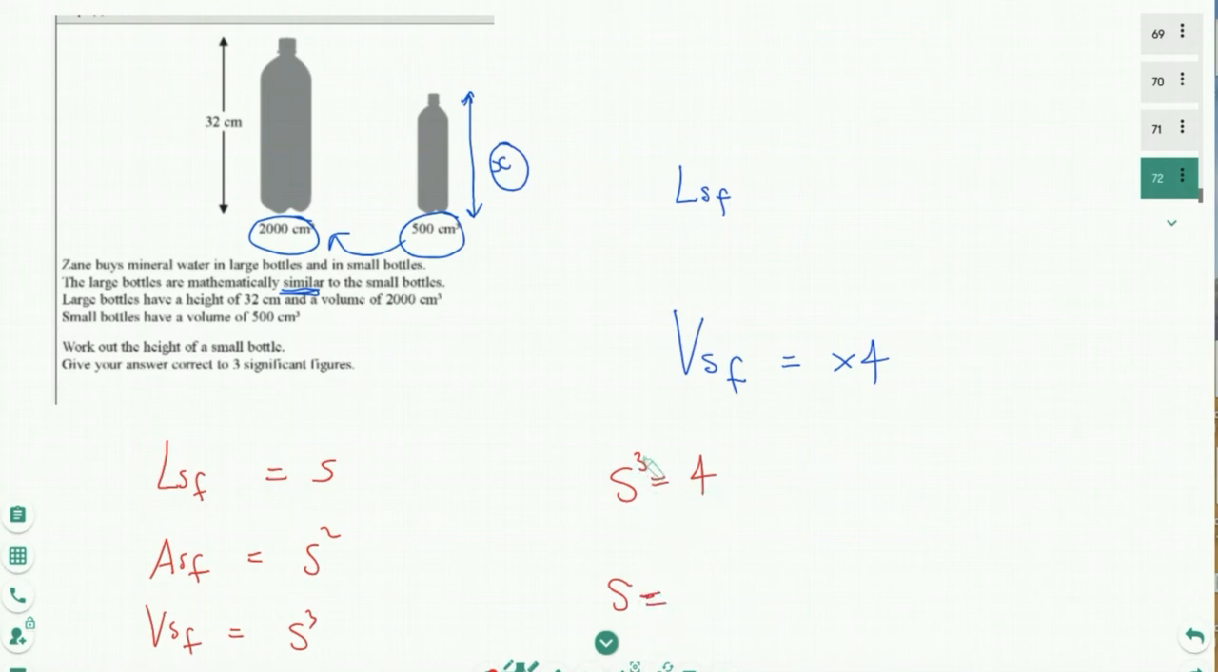So if s cubed is 4, how do you find s? Well, we can just use our algebra. I want to get rid of this cubed sign. The opposite of cubing is cube root. So we're going to cube root both sides. The cube and cube root cancel out, leaving us just with s. And what's the cube root of 4? Well, let's use our calculator to find it.